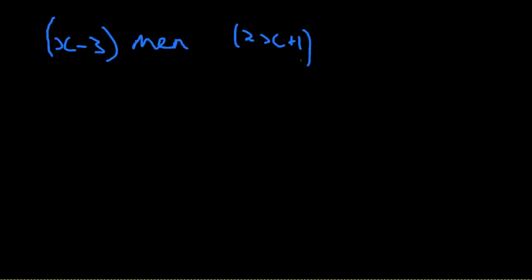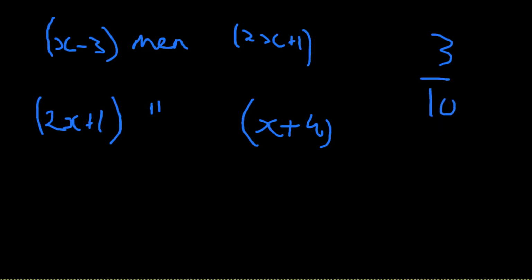So the question again is from Together With. The work done by x minus 3 men in 2x plus 1 days, and work done by 2x plus 1 men in x plus 4 days is in the ratio of 3 is to 10.